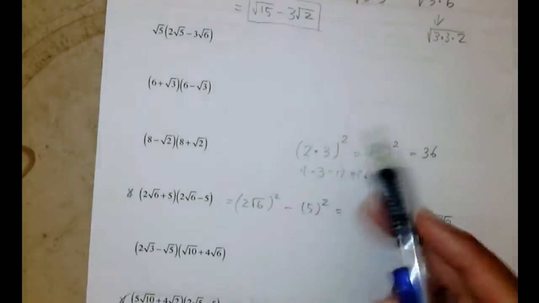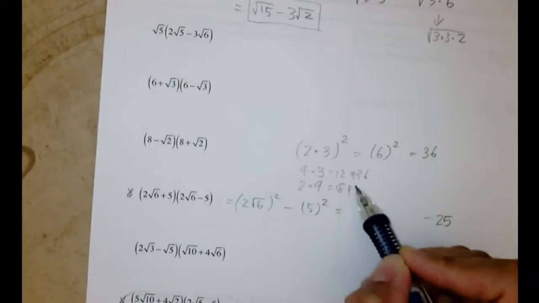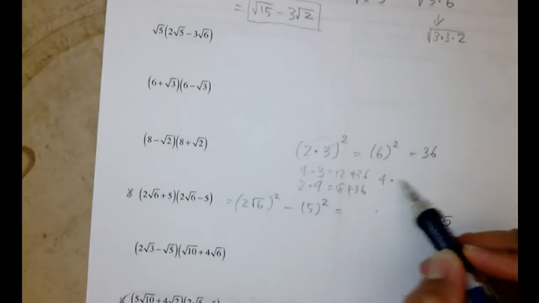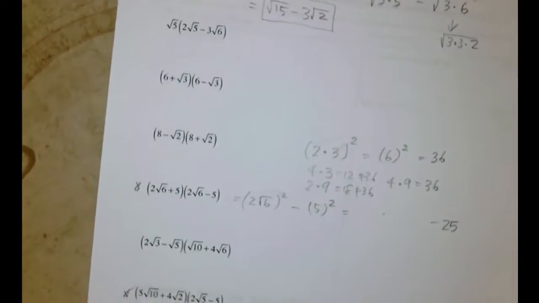Just do this one and not this one. 2 times 9, that's 18. That's not 36. Now let's see if you distribute. That's 4 times 9 equals 36. So you have to distribute it.